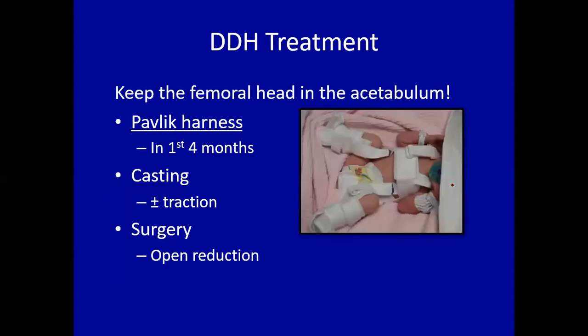So what do we do to treat these kids? Well, the earlier the better always with kids. We want to treat them as soon as possible, but this harness, which looks like a crazy contraption, is utilized to get the hip in the socket so that the socket and the ligaments will tighten and the socket will sit nicely. They can cast them, or they can do an open reduction in surgery.